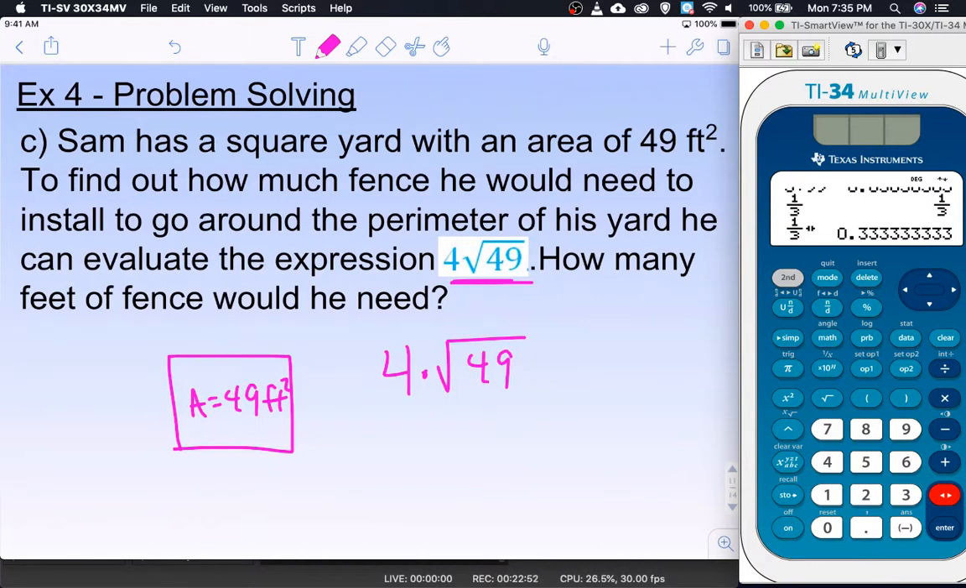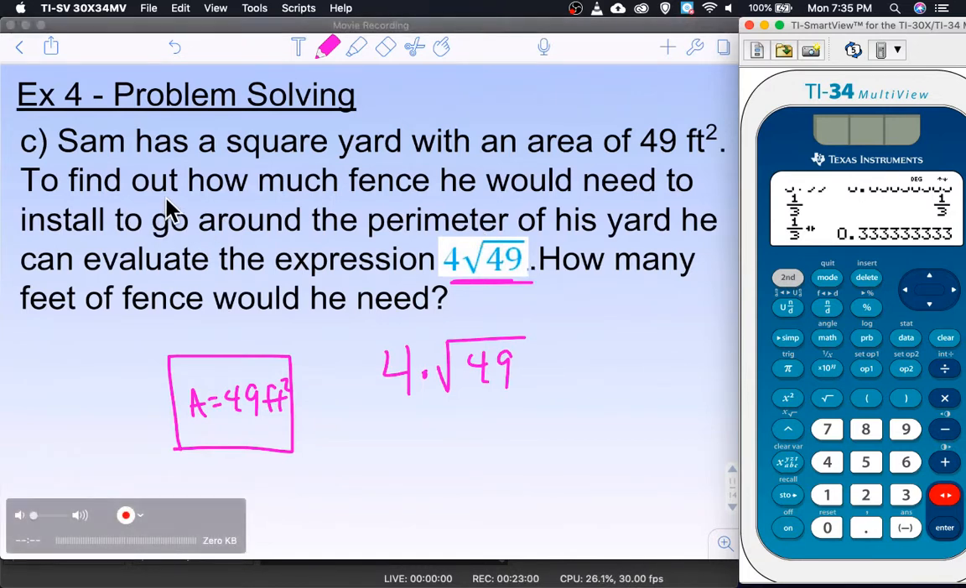Okay, so the wording there is a little hard. That's the part that makes this a hard problem. The math actually is very easy. Let's read it again. To find out how much fence he would need to install to go around the perimeter of his yard, he can evaluate this expression. Okay, so if I find out what this is as a number, that's how much fence he needs. So how many feet of fence does he need?